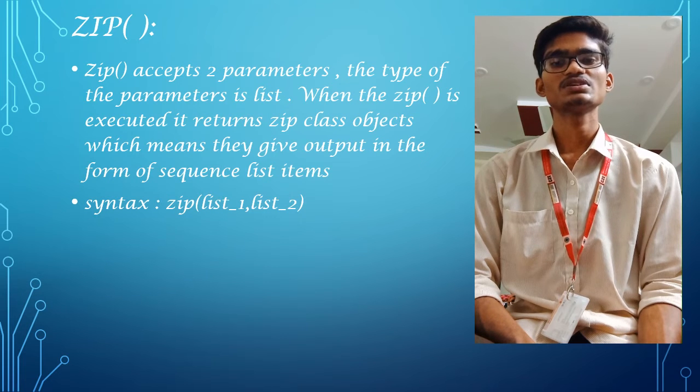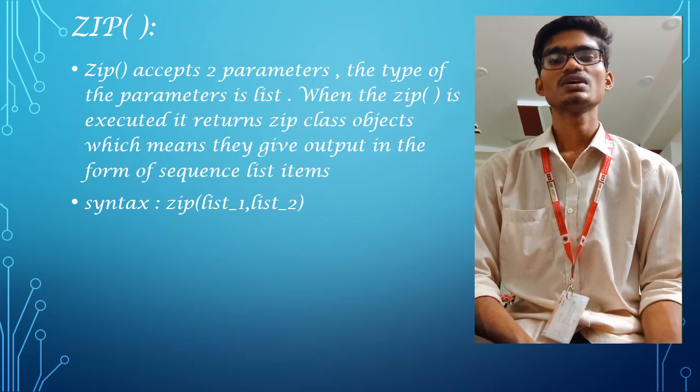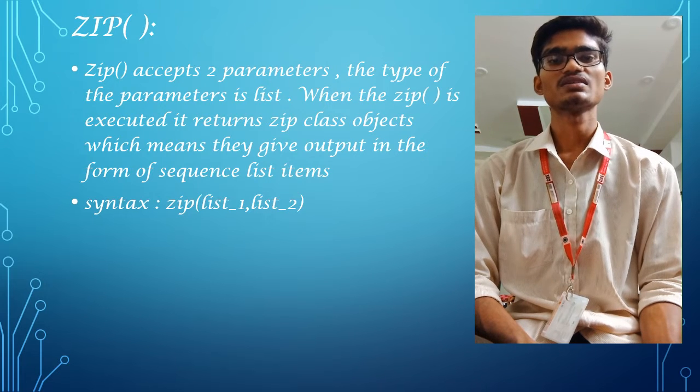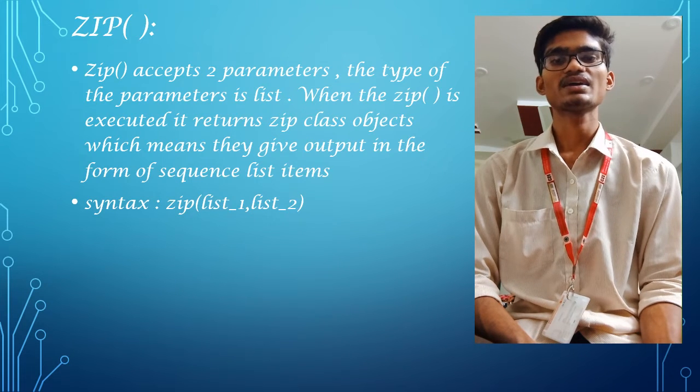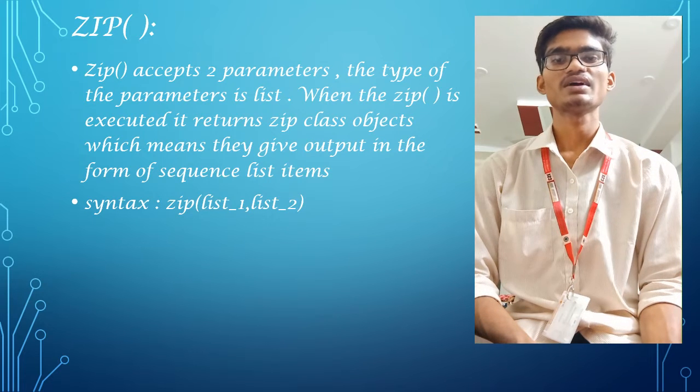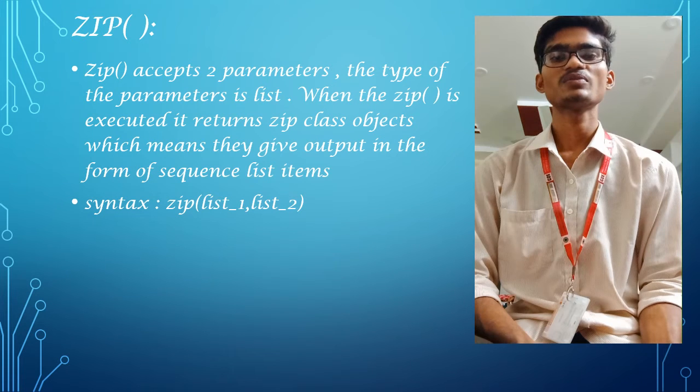The list items means, as we are using two lists, the first element in the first list and the first element in the second list are made into a set, and the second element in the first list and the second element in the second list are again made into a set, and the third element in the first list and the third element in the second list are again made into a set, and so on, and the elements are written in the form of a list. That is called a sequence of list items. And the syntax of the zip method is zip(list1, list2).